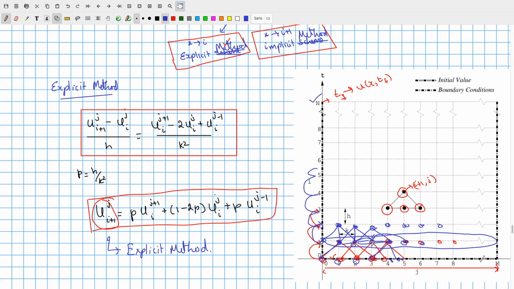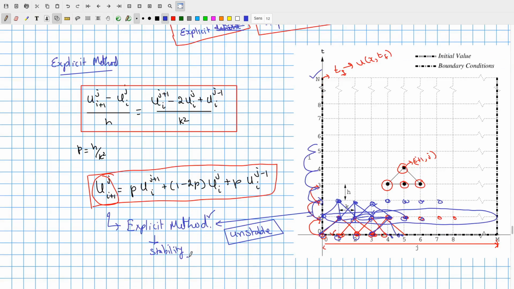So this introduces a lot of errors in this explicit scheme. Therefore the explicit scheme is often unstable. So in any initial value problem, if you are trying to solve using an explicit scheme, then the stability of the solution is very important.